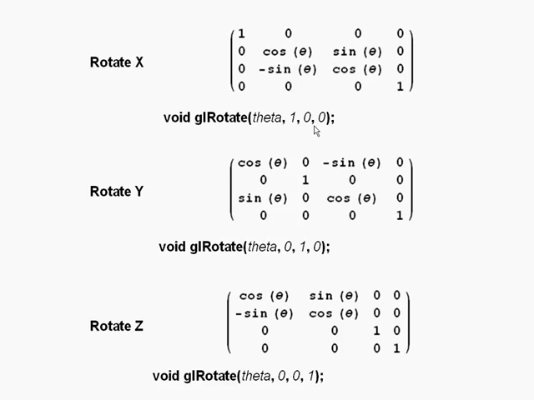So always remember, when you call GL rotate, everything is in degrees. So let's look at our first rotation matrix here. You'll see that we have rotation around x, and we have our cosine theta, sine theta, negative sine theta, cosine theta. And remember, as we mentioned in the matrix class, the first column here is the x-axis, then we have our y-axis, and then we have our z-axis.